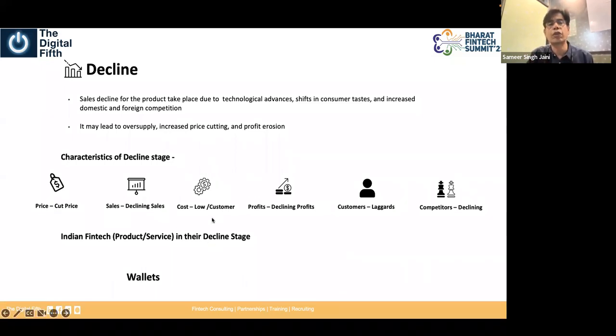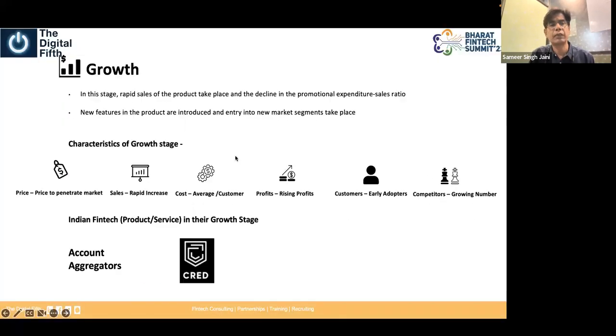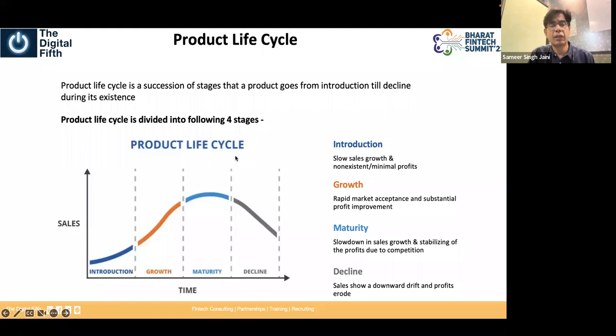So these are the four stages we want to talk about: introduction stage, growth stage, maturity, and decline. You must visualize yourself in whatever role you're doing. What are you focusing on? Is your product at the maturity, decline, growth, or introduction stage? What stage is it in?